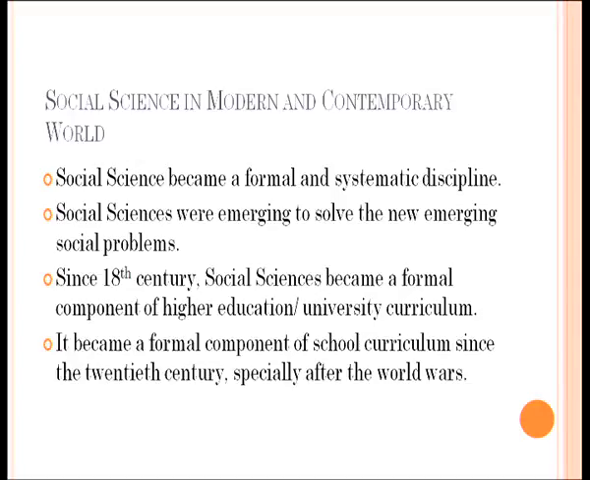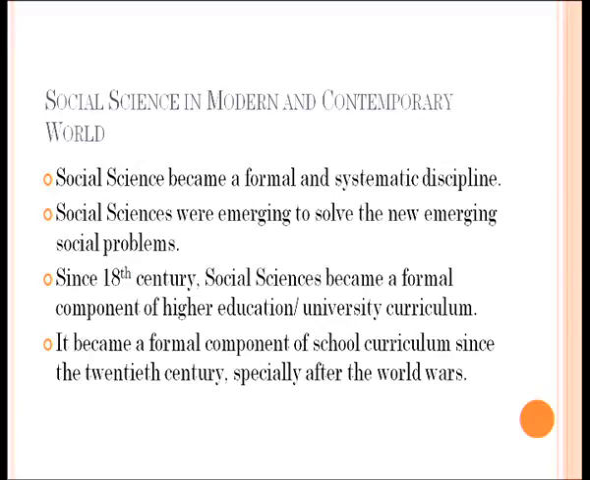So, social sciences in the modern and contemporary world. That is, in the contemporary world, we see social science finally becoming a formal and systematic discipline. Social sciences were emerging to solve the new emerging social problems. As we proceed towards modernization, as we proceed towards the contemporary age, we see there are n number of problems that we face every day, and new problems are coming across every day.